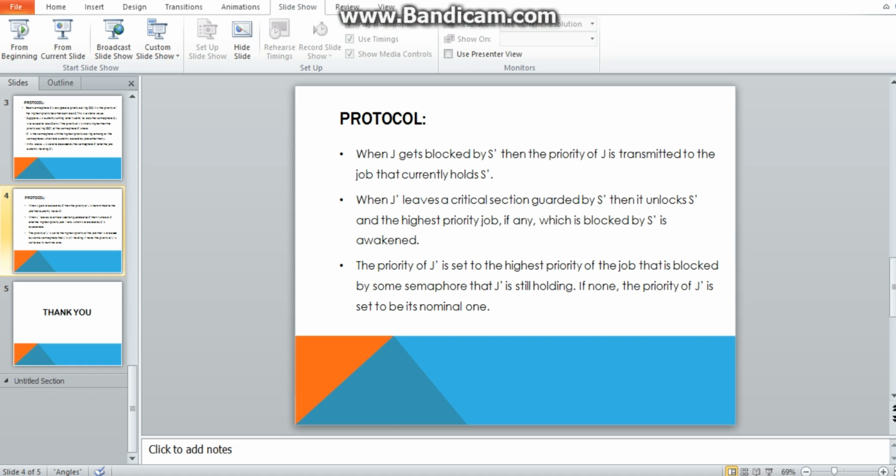So, from seeing the example, we can decipher the following properties of the priority ceiling protocol. Under priority ceiling protocol, a job can be blocked for at most the duration of one critical section. The priority ceiling protocol prevents deadlock, and it also prevents transitive blocking. The maximum blocking delay for a job is bounded by the duration of the longest critical section among those of lower priority jobs.